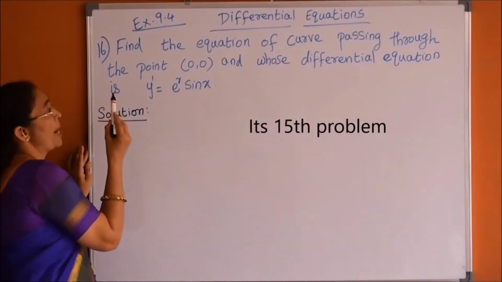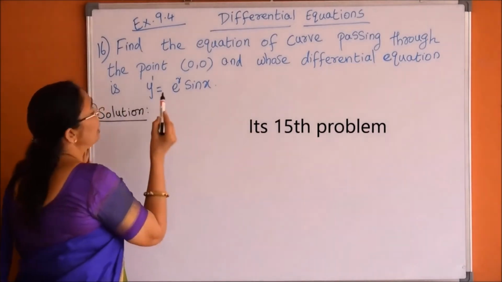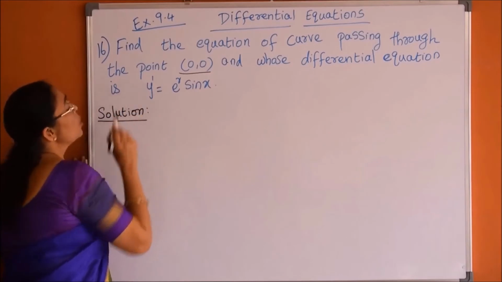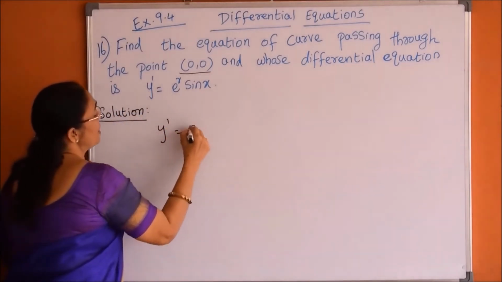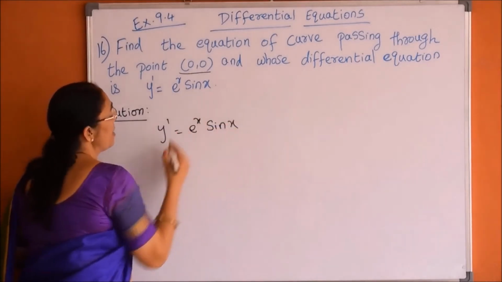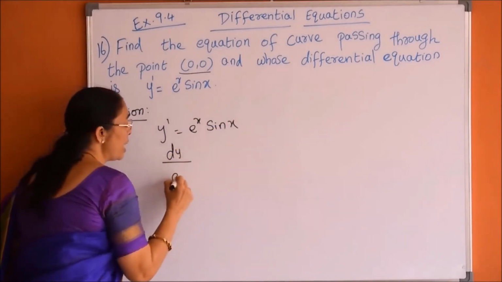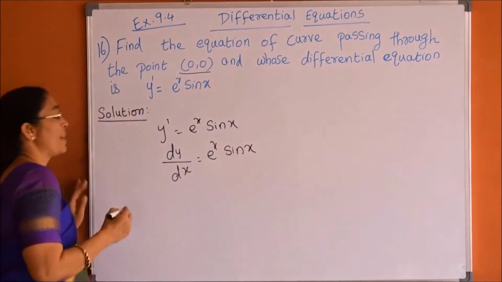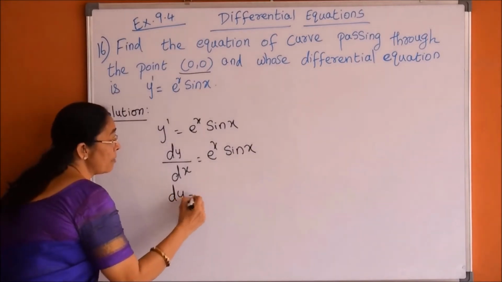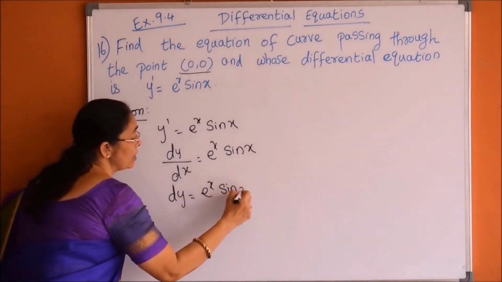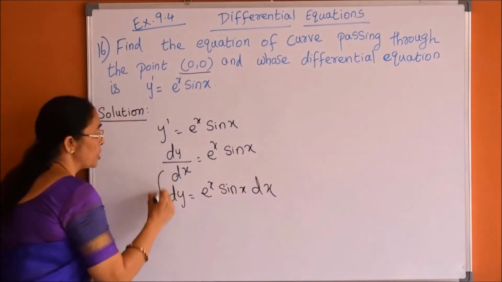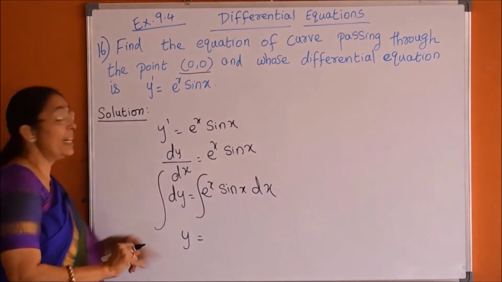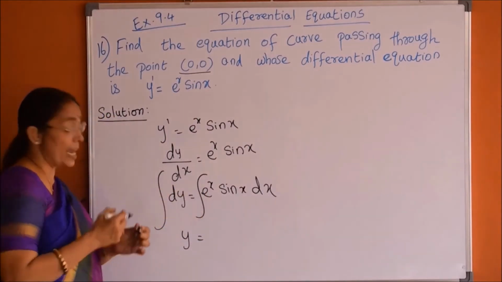16th problem: find the equation of the curve passing through the point (0, 0) and whose differential equation is y dash is equal to e power x sin x. So the given differential equation is nothing but dy by dx is equal to e power x sin x. Now let us separate the variables. So we will get dy is equal to e power x sin x dx. Now integrating on both sides, integration of dy is y. Now coming to the right hand side, we need integration of e power x sin x dx.